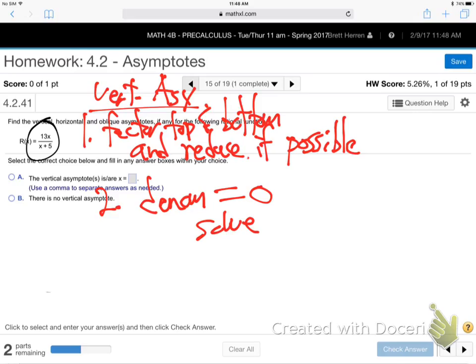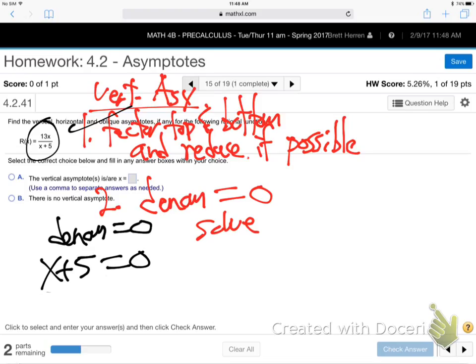All right, so get back to it. What do we do then? We skip step 1. We usually skip step 1. Step 2, denominator equal to 0. Just like domain, except it's equal to 0 instead of not equal to 0. Why? Because I'm not restricting it. I'm trying to find where it's at. So move it over, x equals negative 5.